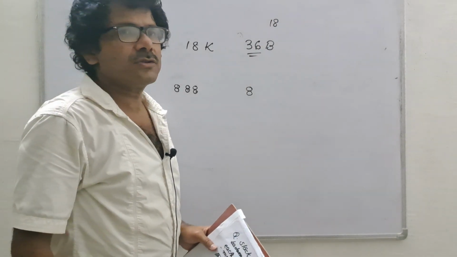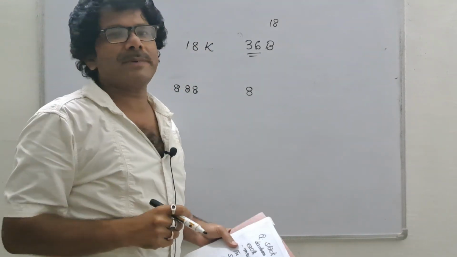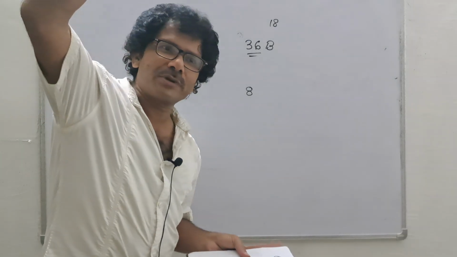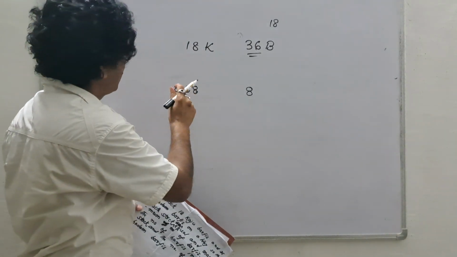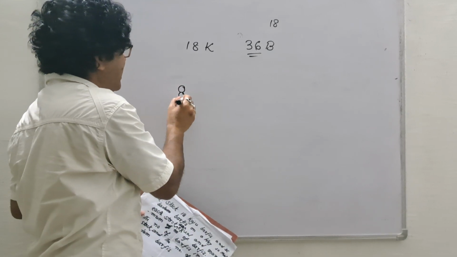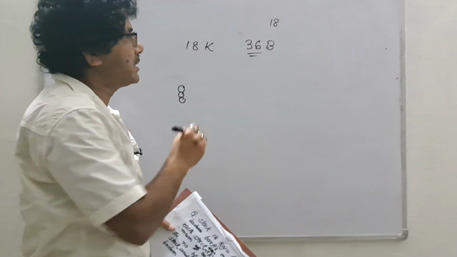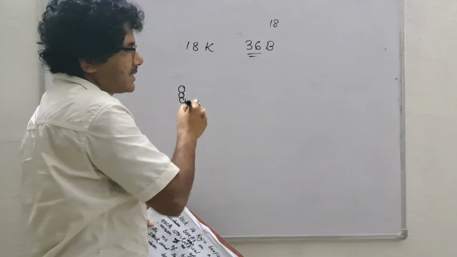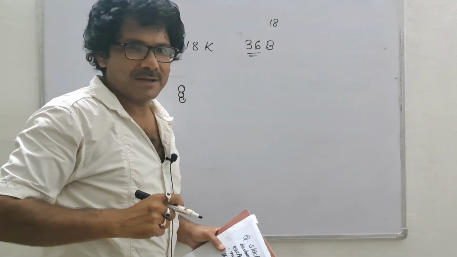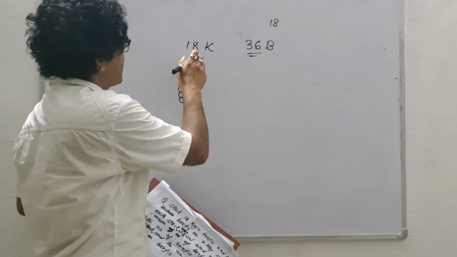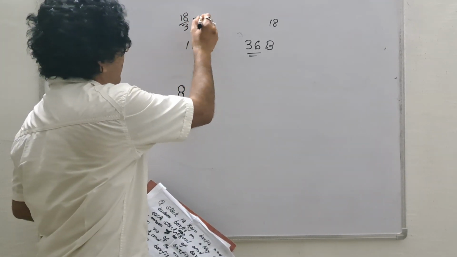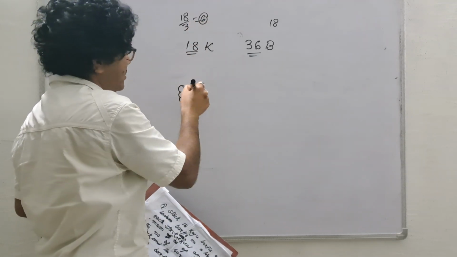But condition is what? Maximum number of Burfis should be present in each stack. So let us see whether we can make the maximum number of Burfis in each stack or not. If I take 3 Burfis in each stack, we have to see whether this is divisible by 3 or not. If this is divisible, then yes, in each stack we can put 3 Burfis. Then how many such stacks will we get? 18 divided by 3, 6 stacks.